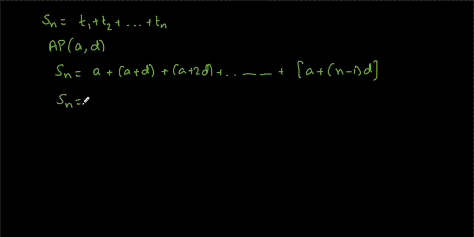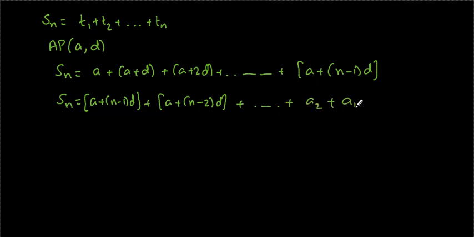The same Sn I can also write as A plus n minus 1 into D plus A plus n minus 2 into D and so on plus A2 plus A1. What we have done is we have written the same summation in the reverse order.